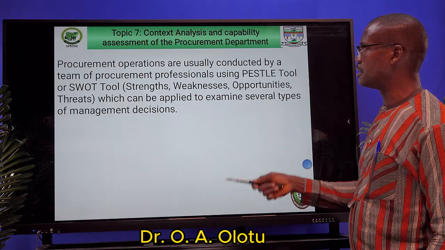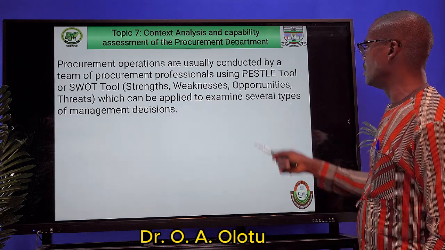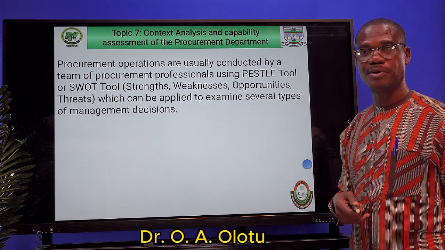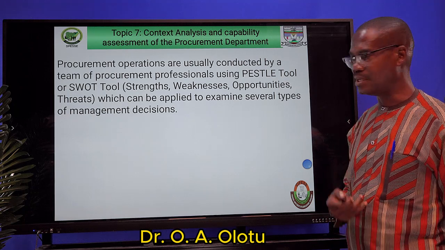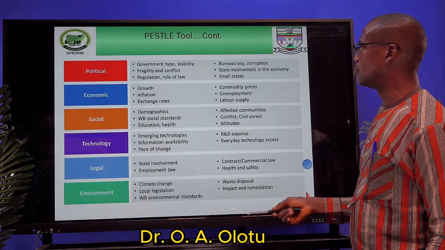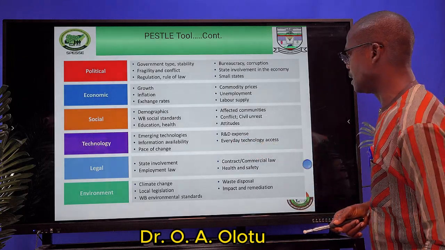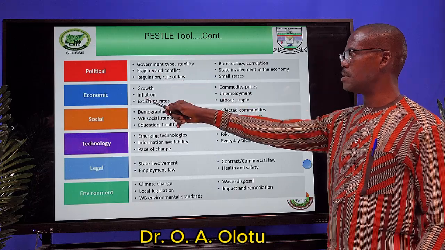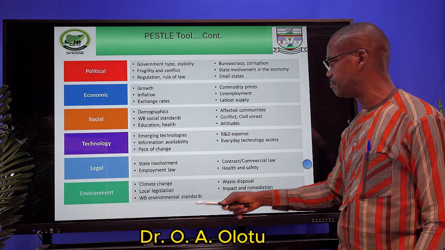So how do you do that? We have two tools that we have expressed in this lecture: the PESTLE, which has to do with the external environment where we operate, as well as the SWOT analysis, which helps to analyze your internal mechanism to make sure you have what it takes to compete in that environment. PESTLE is an acronym for political, economic, social, technological, legal and environmental, which is ecological in most cases.